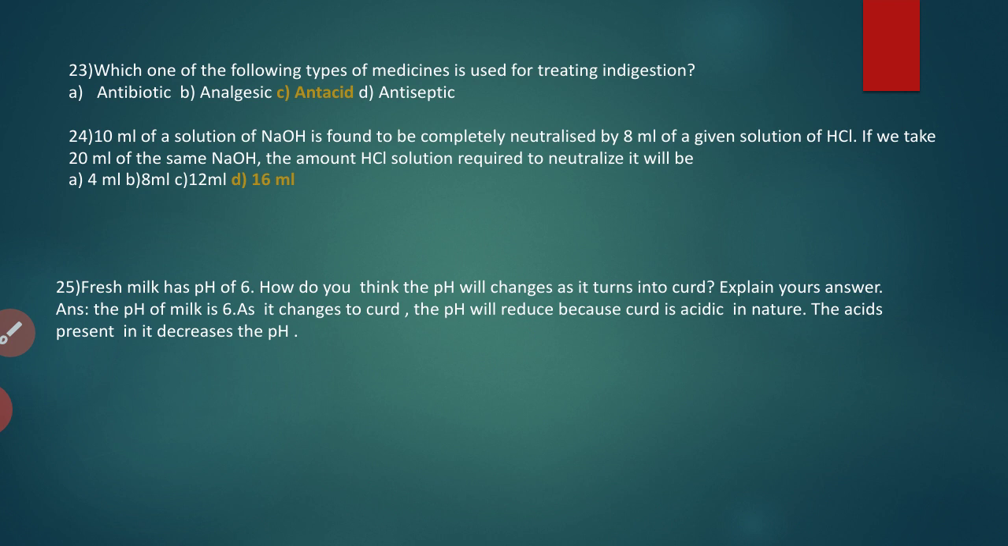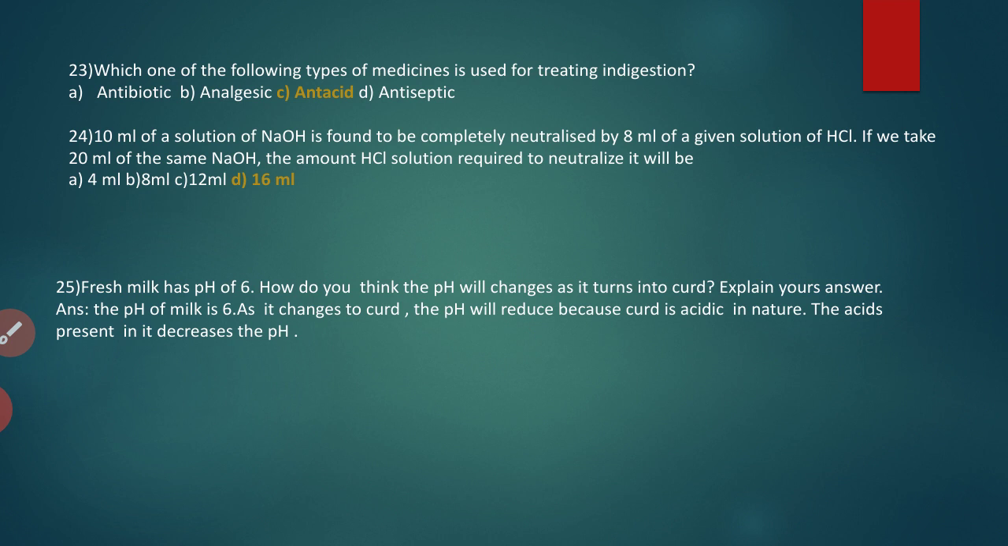See, 10 ml of sodium hydroxide neutralizes 8 ml of hydrochloric acid. If we take double of sodium hydroxide, that is 20 ml of sodium hydroxide, then the amount of hydrochloric acid also should be double of 8 ml, isn't it? So what is the answer? It is 16 ml.